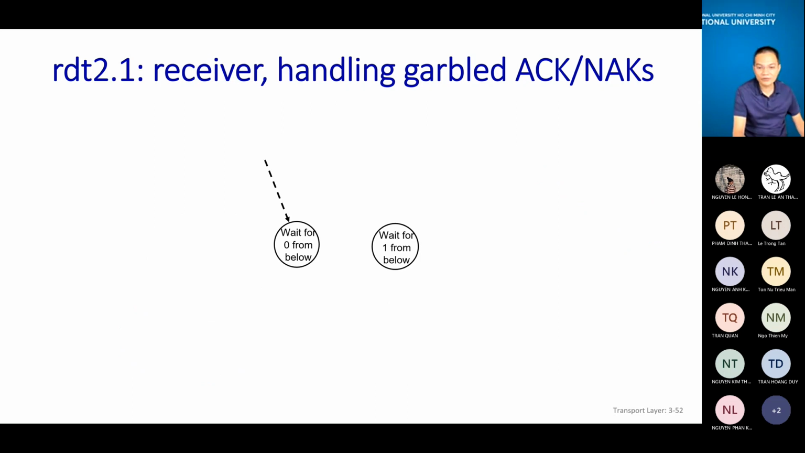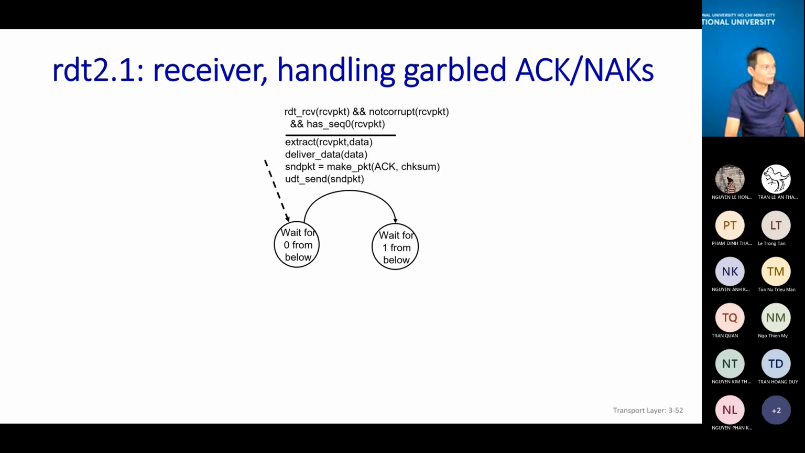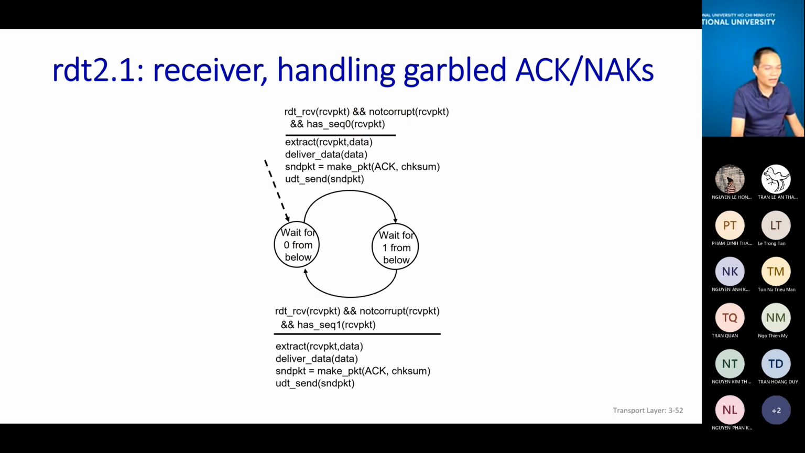And how about the receiver? On the receiver side, we also wait for 0 from below. We're going to wait for packet 0 from the network layer to deliver to us. So what happens when we receive a packet, the packet is not corrupt, and it has sequence number 0? It means that we are waiting for 0 and we receive 0, right? So we deliver it and send back the ACK. Similarly, we wait for 1, and we receive a packet that's not corrupt and is packet 1, so we also deliver the data.